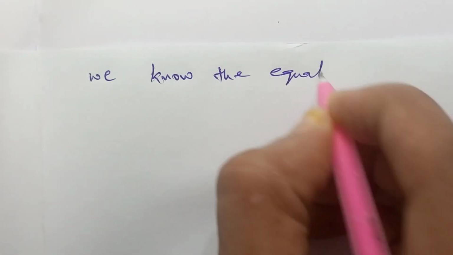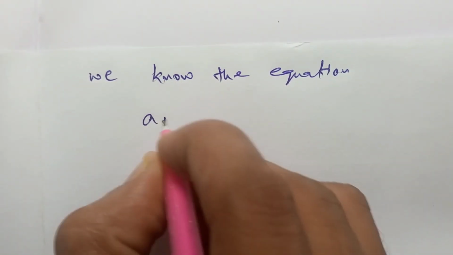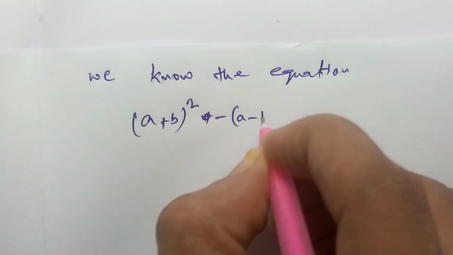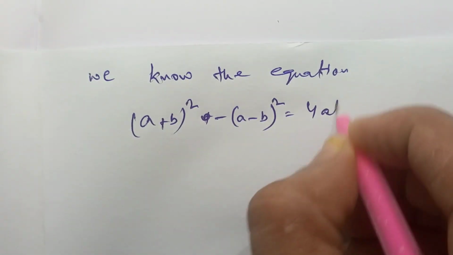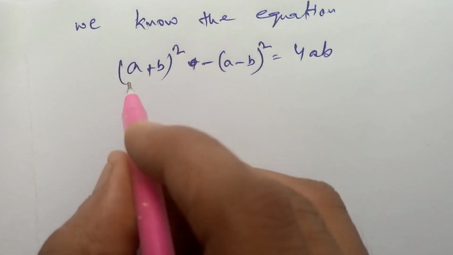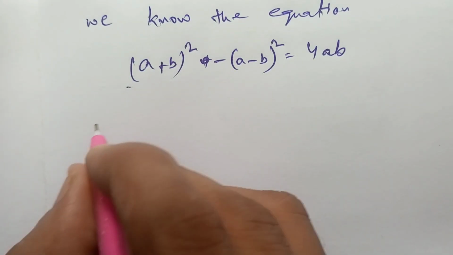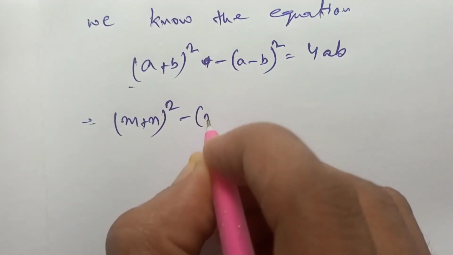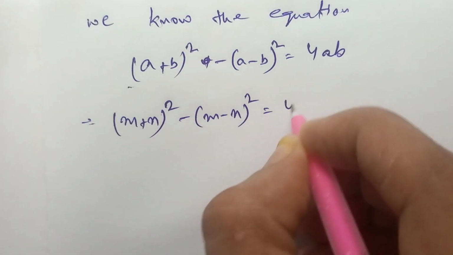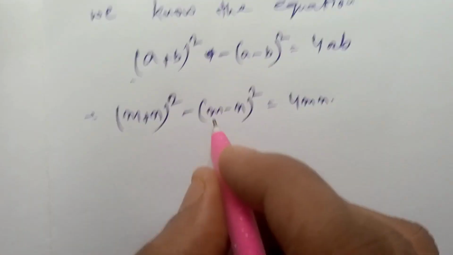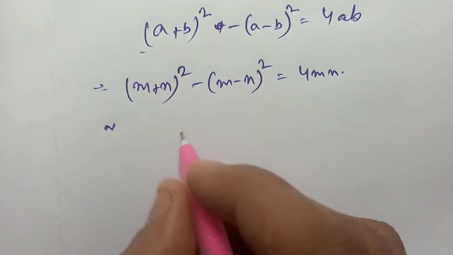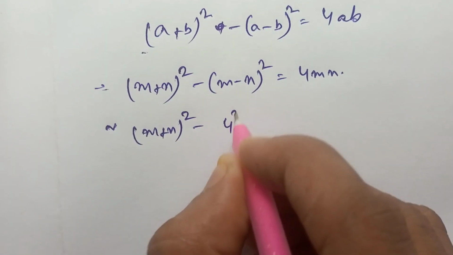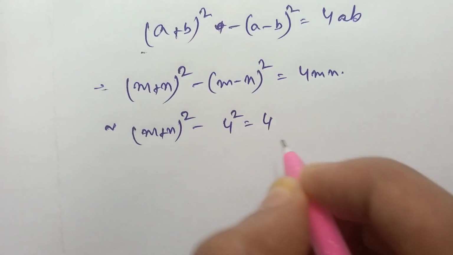Now we all know that (a + b) whole square minus (a − b) whole square is equal to 4ab. We can take this equation in terms of m and n. So it will be (m + n) whole square minus (m − n) whole square is equal to 4mn. Here we have only the value of m − n, so just put it here. The value of m − n is 4, so 4 square is equal to 4mn.